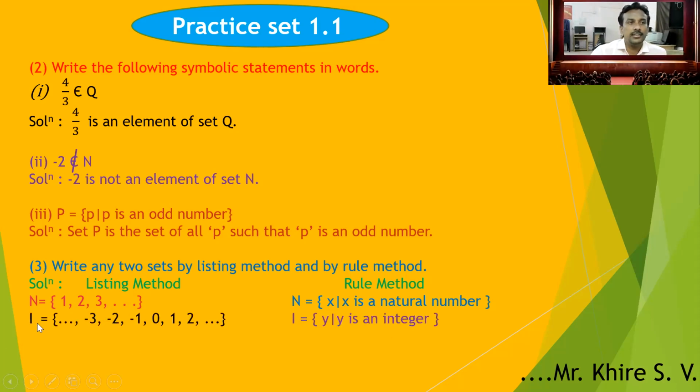Similarly, I is the set of ..., minus 3, minus 2, minus 1, 0, 1, 2, and so on. These are the elements in set I. This is the set of integers. I is the set of Y such that Y is an integer. The same set is written in both methods. Got it? Like this, you can write any set using these two methods.